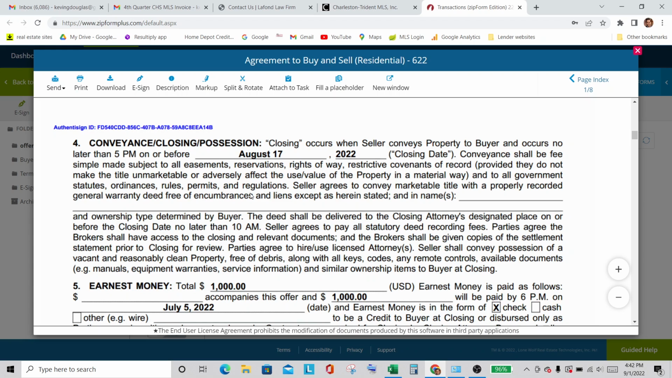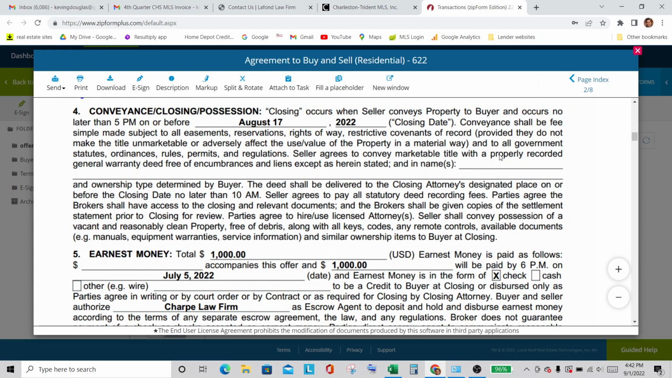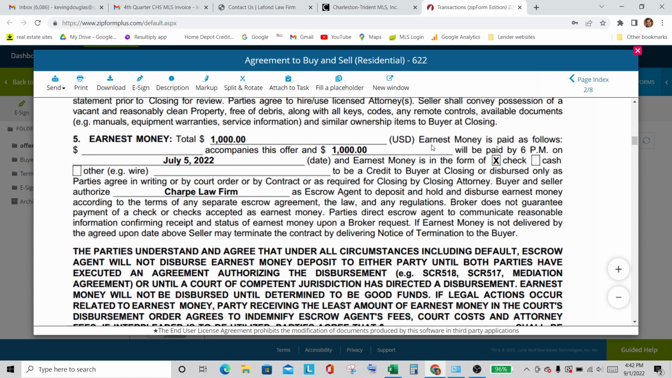Section 4 talks about the closing date. So this is when the buyer wants to close. You can usually leave this section blank. Section 5 talks about the earnest money. So earnest money is to be paid usually traditionally 2 days after a contract's ratified. And here you put who's holding it, which will be the buyer's attorney.